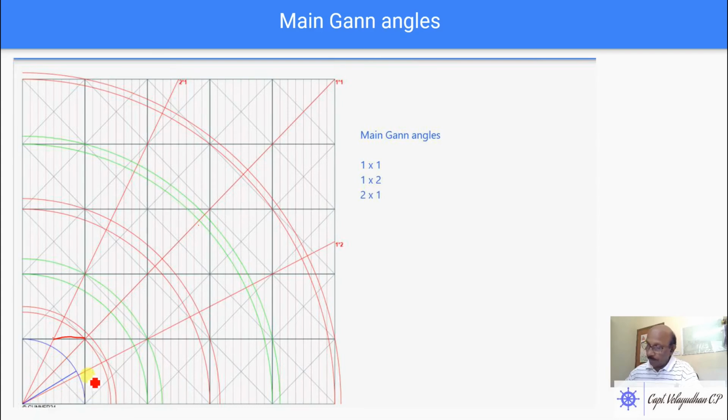And after correction from this, the price starts moving again. Then again it takes some time to correct, then moves. Then it takes some time to correct, then moves. So this is known as the time and price square.